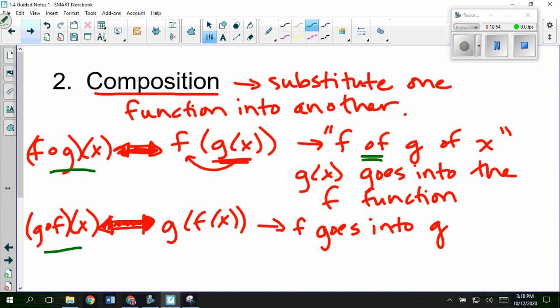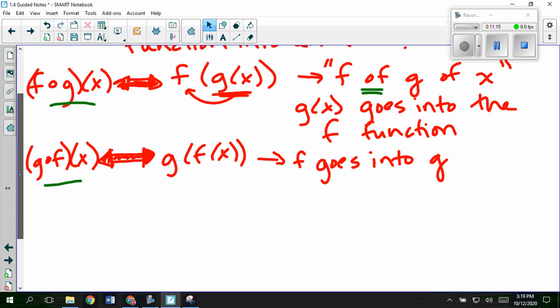So make sure you're looking at the notation and the difference between those. Those types of notations are going to be equivalent, and we'll use them interchangeably in class. They're used both ways in your textbook as well when you're working through your 1.4 odds assignment, so be aware of that.